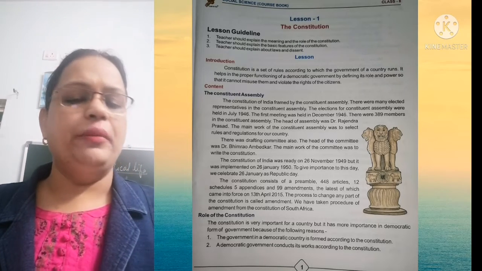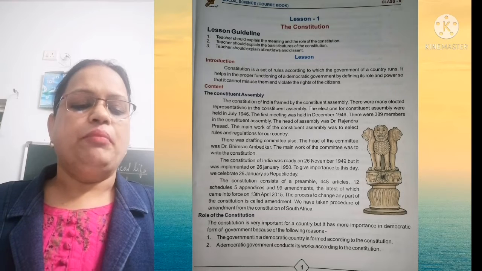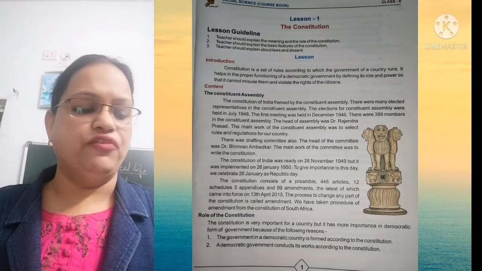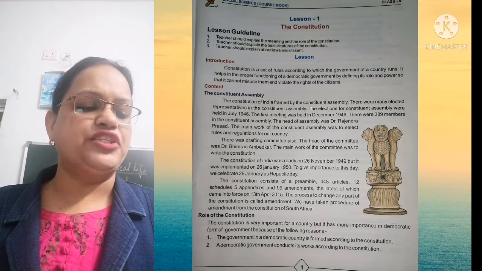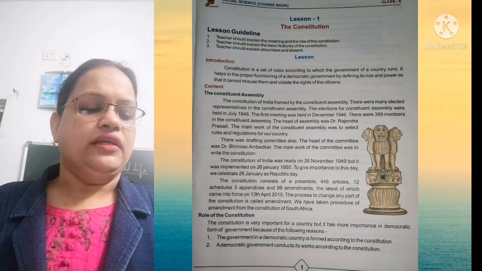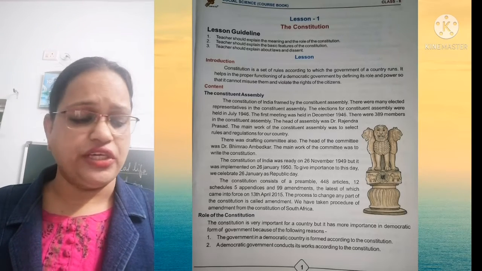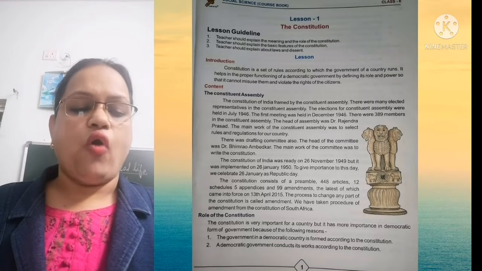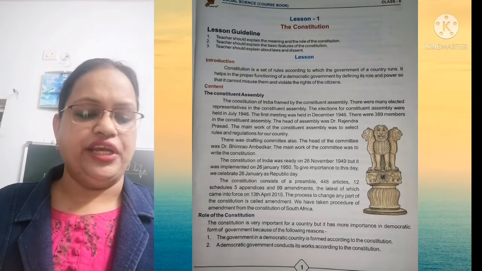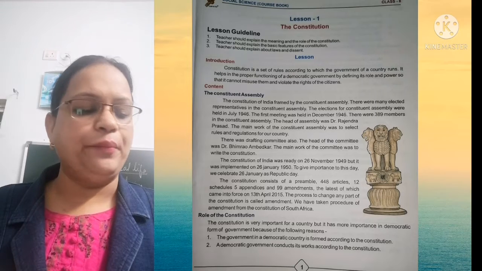To run a proper government, this constitution is needed, by defining its role and power so that it cannot misuse them and violate the rights of the citizens. No one should misuse it. So there are certain functions, and there are certain roles and powers.